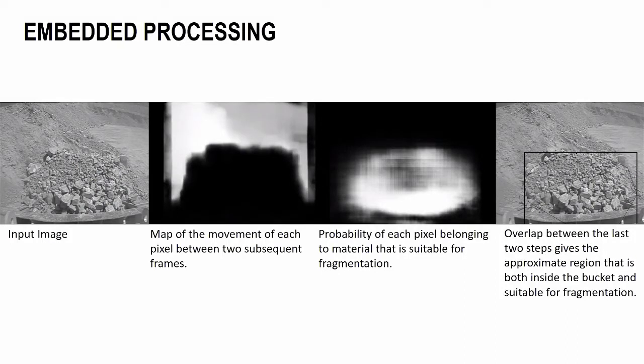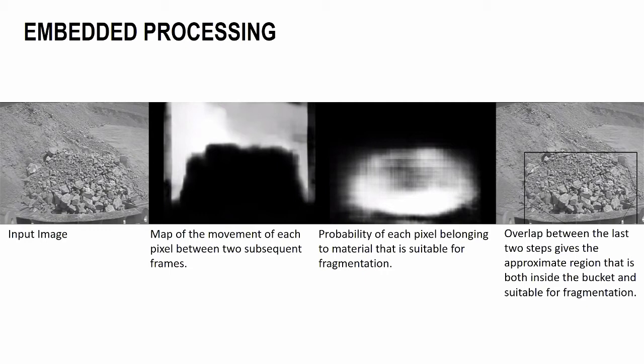Embedded processing, remember I talked about it: in the embedded system, all I need to do is to choose a good image to send to the cloud. How do we do that? Imagine this is the input image, which happens to be a full bucket. I have two modules, and they are very fast. One looks at successive images, something called optical flow in image processing, a map of the movement of each pixel between two subsequent frames. Essentially, if you have this bucket swinging, you have the foreground with full material, which is not moving, and you have the background, which has a lot of motion. So you get this kind of mapping happening. So that's number one.